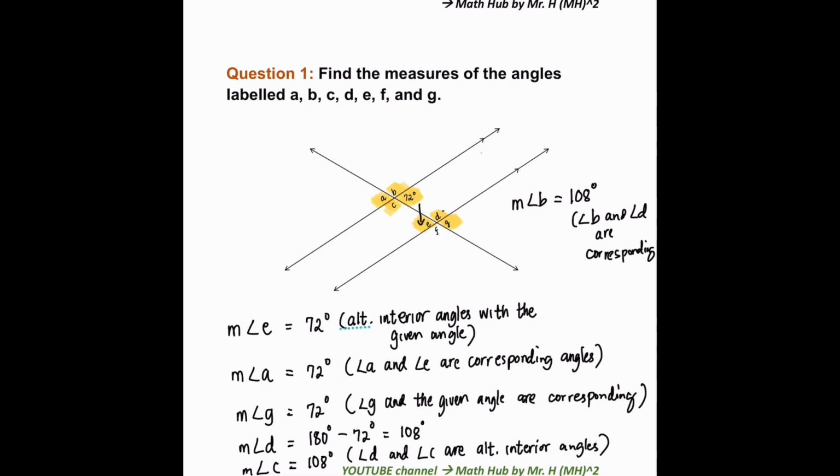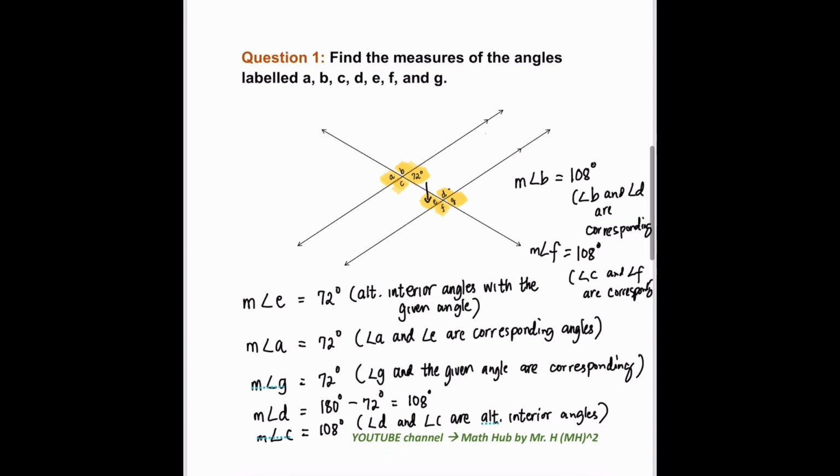And so we move on to our last angle, which is the measure of angle F. Measure of angle F is also 108 because angle C and angle F are corresponding. So if you notice, the answers will revolve around only two different numbers, 72 and 108. Let's take a look at question number 2.